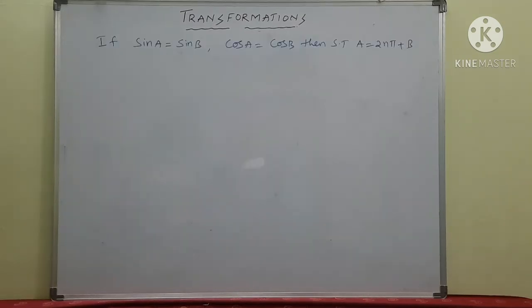So coming to the next question. If sin A is equal to sin B, comma, cos A is equal to cos B, then show that capital A is equal to 2n pi plus B.